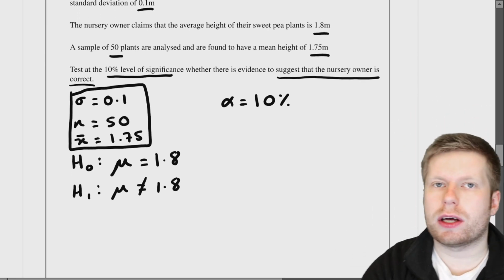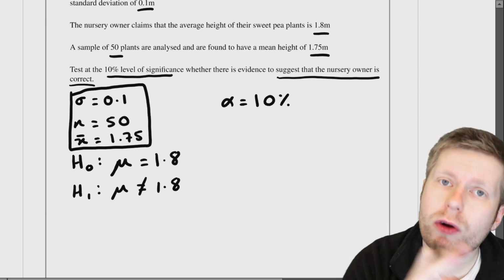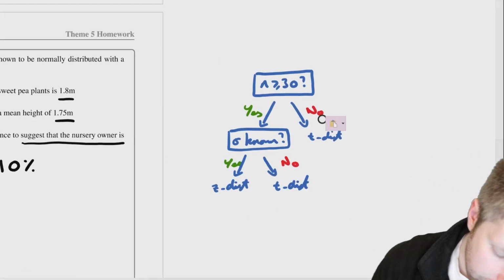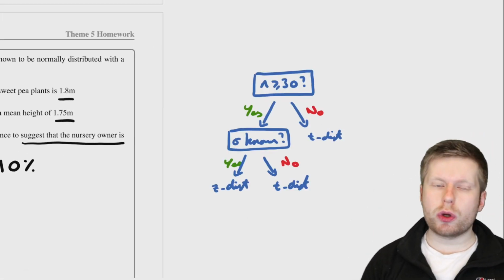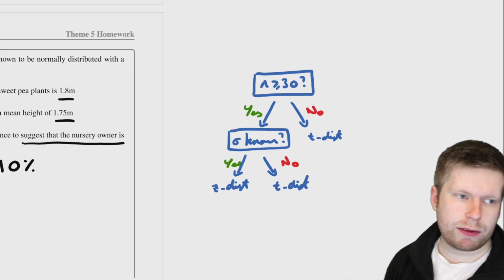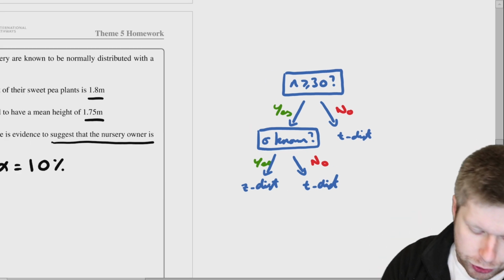So first things first, I need to work out, is it a t distribution I'm going to be sampling from or a z distribution? So let's do that now over here. I'll bring up the questions that I need to ask. Remember, there are only two questions. One is about sample size, the second is about population standard deviation. In this case, is my sample size bigger than or equal to 30?